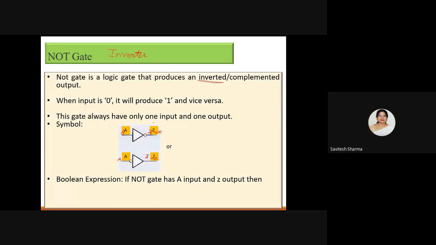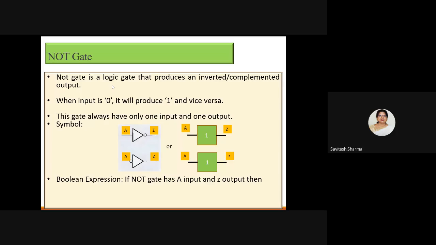Or another symbol is also possible for the NOT gate. So this is the symbol. Sometimes you will see a rectangle-shaped symbol in which 1 is written. So 1 will indicate to you that this is the inverter or NOT gate.